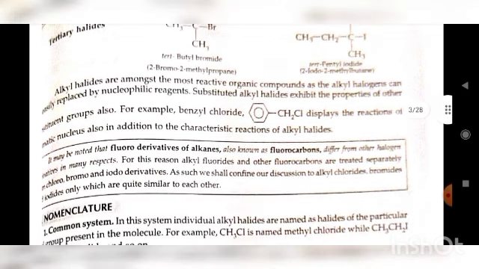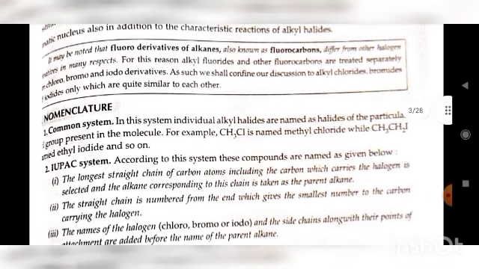It may be noted that the fluoro derivatives of alkanes, also known as fluorocarbons, differ from other halogen derivatives in many respects. For these reasons, alkyl fluorides and other fluorocarbons are treated separately from chloro, bromo, and iodo derivatives. As such, we shall confine our discussion to alkyl chlorides, bromides, and iodides only, which are quite similar to each other. Nomenclature. Common system.